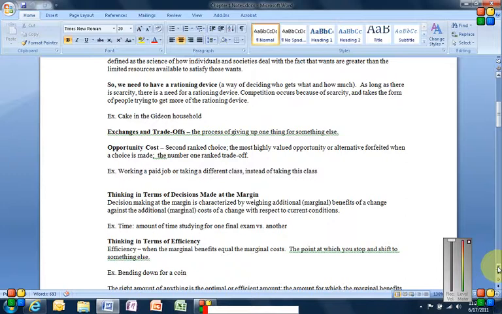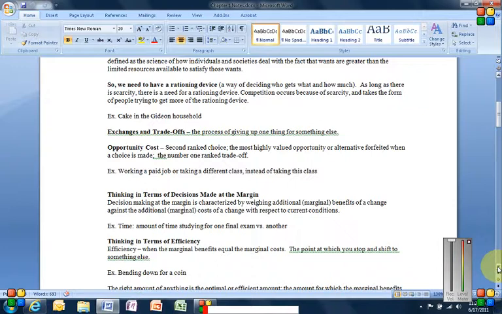If you have a bunch of possibilities that you might have to trade for your top choice, those are opportunities that you will not be able to enjoy, take advantage of. Specifically, opportunity cost is your second ranked choice, the most highly valued opportunity or alternative forfeited when a choice is made. You could even think of it as the number one ranked trade-off.